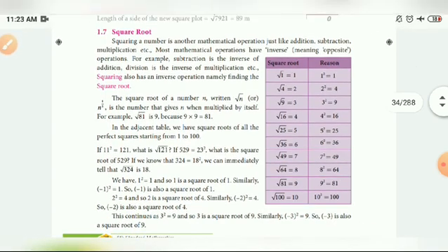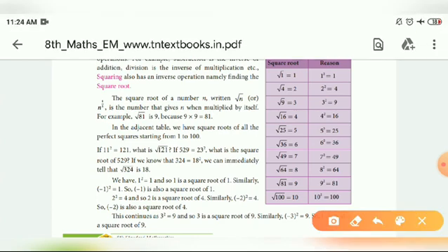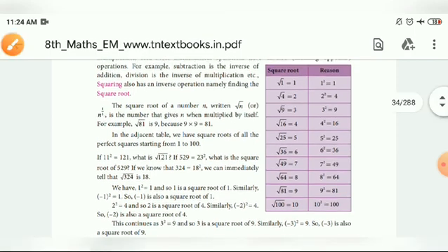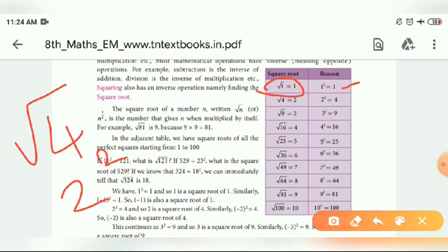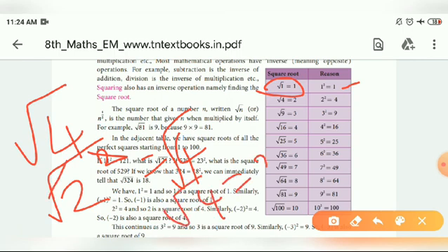Listen to this table. Already you know the square values from 1 to 20, but only 1 to 10 are given. The square root of 1 is 1 because 1 square is 1. The square root of 4 equals 2 because 2 square equals 4. The square root of 2 square means the power and the square root cancel, so the square root of 4 is equal to 2.